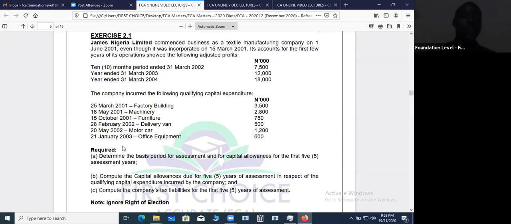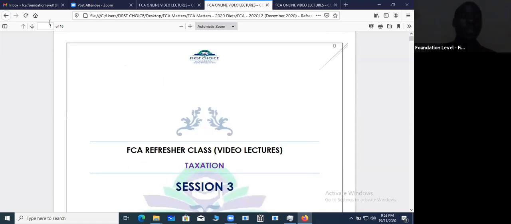Now the question is, determine the basis period for profits, accessible profits. Assessment means accessible profits. And for capital allowance for the first 5 years of assessment. How do we do this? Let's get to our solution.